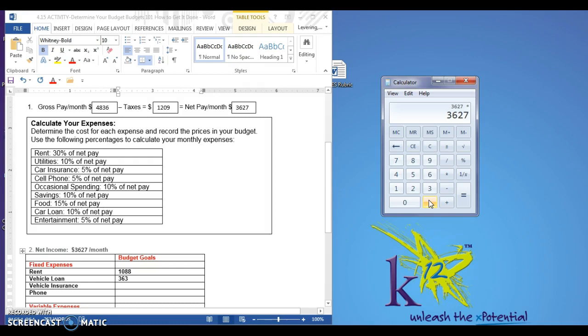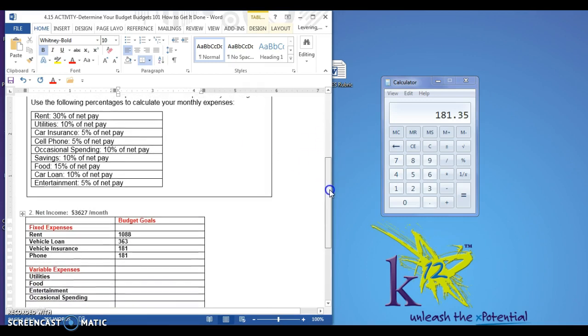So I'm going to multiply my net income times 0.05, and I expect to pay about $181 per month on vehicle insurance. Next is phone, and they suggest 5% for my phone, which is exactly the same amount as car insurance, so I don't need to do any math here. Just plug in $181.